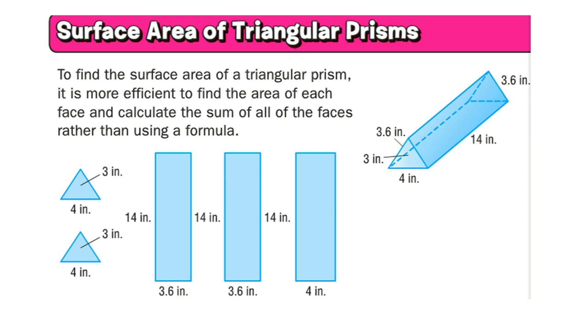To find the surface area of a triangular prism, it is more efficient to find the area of each face and calculate the sum of all the faces rather than using a formula. So what I always do is I say triangle 1, or just triangle, and then I multiply it by 2 because there's 2 triangles of the same size because they're parallel and congruent, if you remember the definition of a prism. And then your rectangles aren't always the same, so I find rectangle 1, rectangle 2, and rectangle 3.